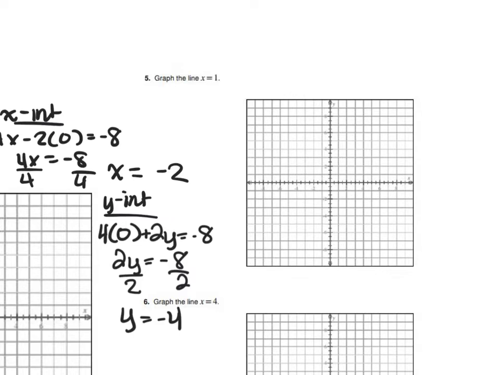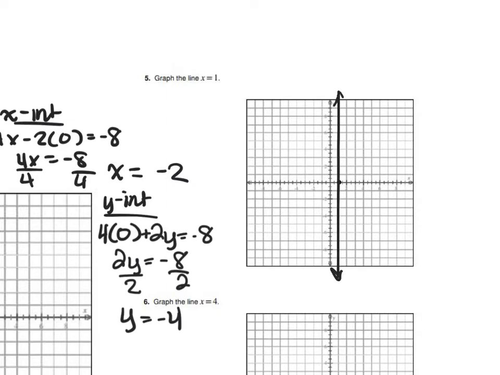So if I have the graph x equals 1, I know that it needs to be the opposite of my axis. So my x-axis currently is right here. It's horizontal. So that means my line needs to be vertical, which is the opposite way. So I'm going to go through 1 on my x-axis, but it's a vertical line.